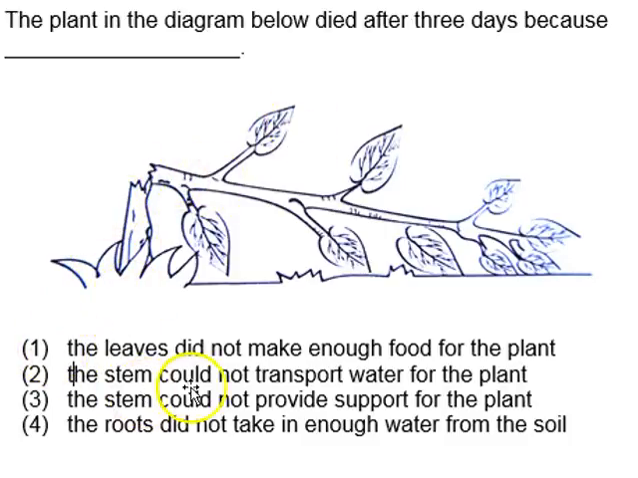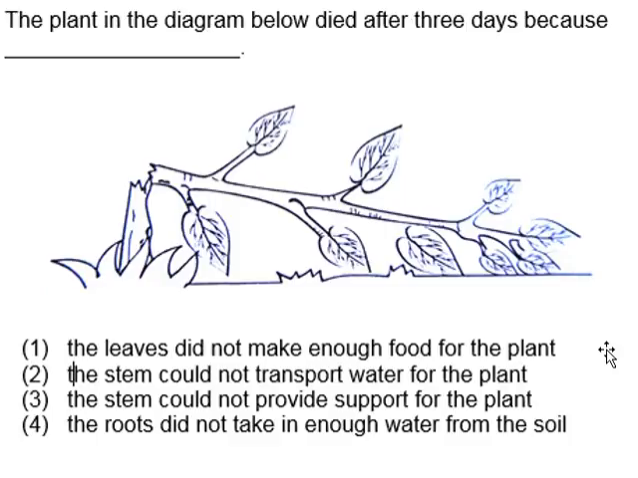So let's look at option 2. The stem could not transport water to the plant. Now, this is the reason why the leaves can't make food. So option 2 is much better than option 1, because with option 1, out of the 3 things, it can still receive 2 things. But the main reason why it will die is because the stem could not transport water for the plant up to the leaves. Option 3 said the stem could not provide support for the plant.